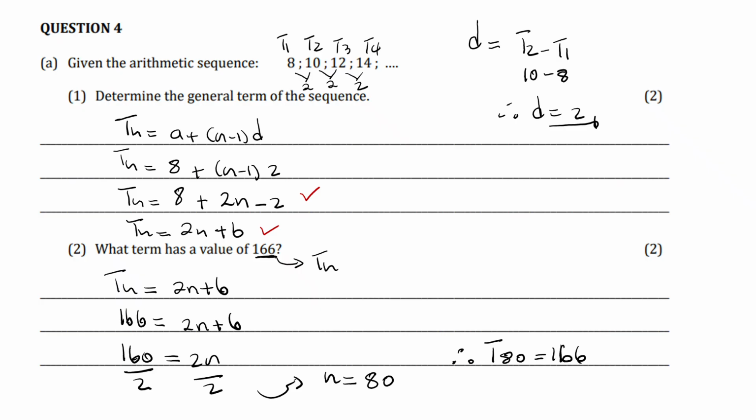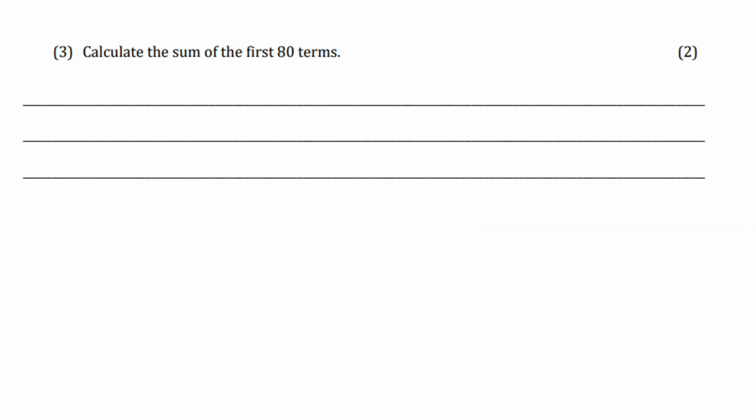So this is just 2 marks. You'll get a mark for equating this to 116, and you'll get a mark for finding your n. So this is just 2 marks. Right, so now let's move to the next question.